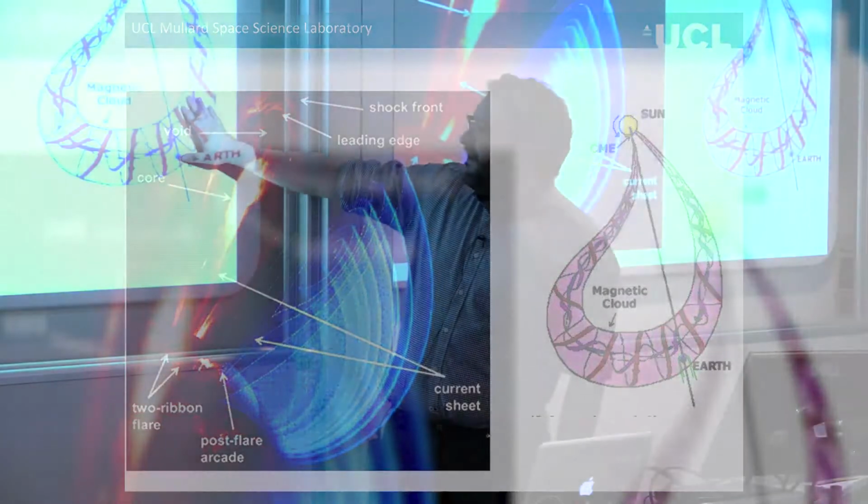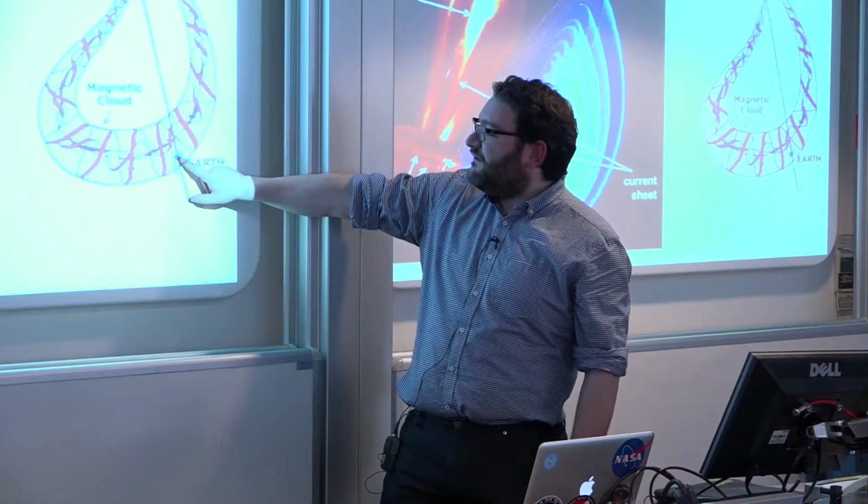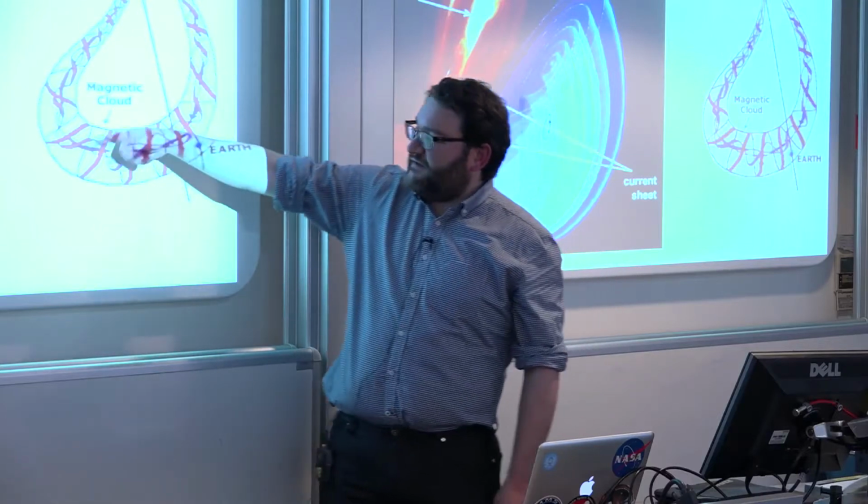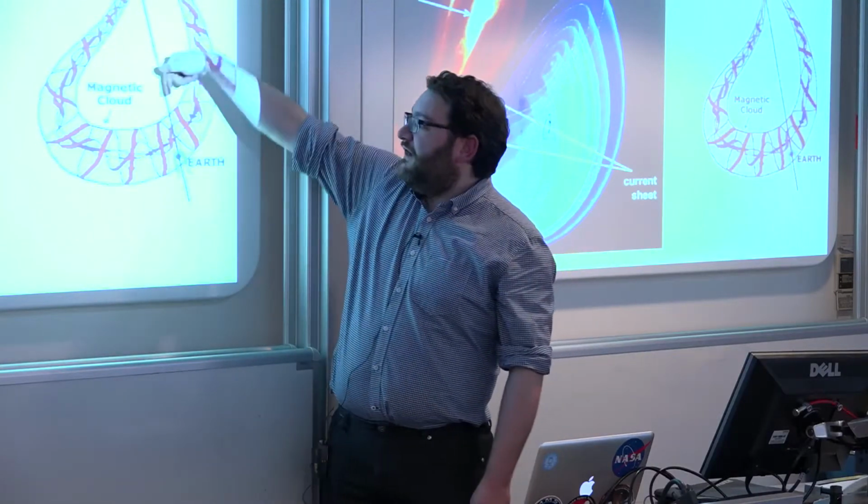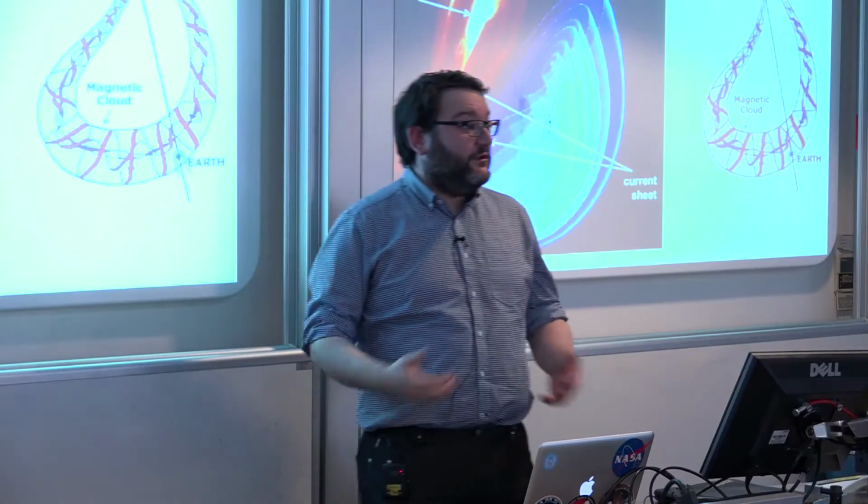Here is a cartoon of a CME when it's reaching the Earth. There's the Earth. You can see these tangled up, coiled up magnetic fields forming the magnetic cloud. And this CME is traveling out at a few thousand kilometers per second.